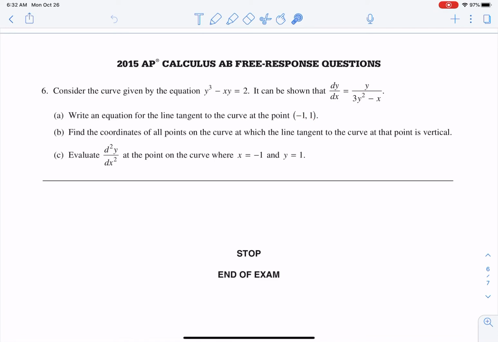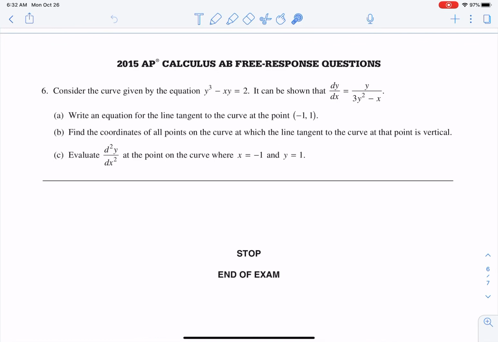Part B, find the coordinates of all points on the curve at which the line tangent to the curve at that point is vertical. Vertical. Vertical means that the slope is undefined, that the slope is going to either positive or negative infinity, and that's going to happen when we take a look at this derivative here, when the bottom is equal to 0. Again, something that would be pretty easy to do.